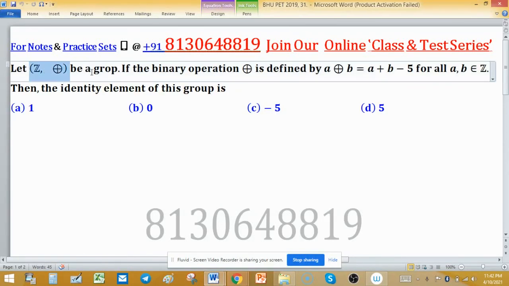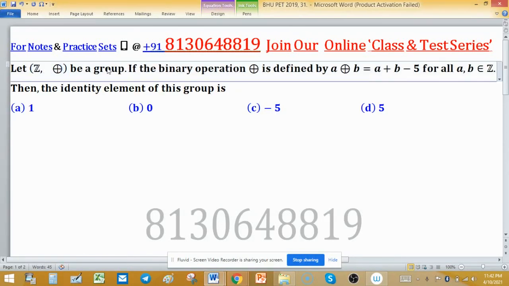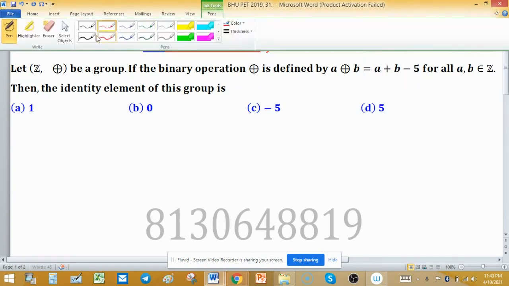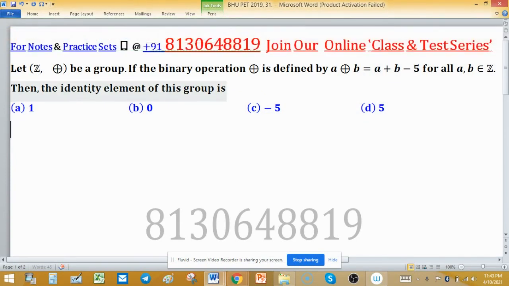Let Z with the operation O plus be a group. The binary operation O plus is defined as follows: if two elements a and b come from the integers, then operating with this binary operation gives you a plus b minus 5, for all a, b in the set of integers. Now we are interested in finding the identity element of this group. Z with O plus is a group and the identity is unknown here.